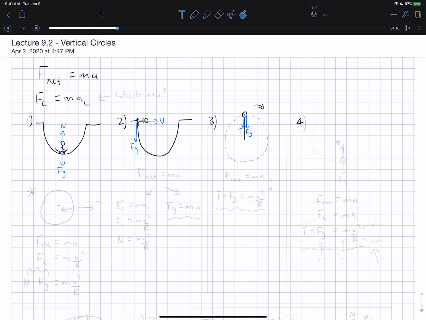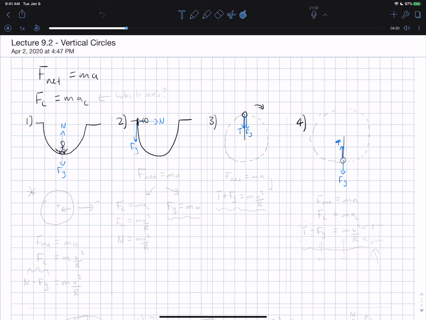And the last example is a similar case, except now the yo-yo is at the bottom of its path. Like that. And so the yo-yo is now at the bottom of its path. So what does the free body diagram look like? Well, the tension force is pointed upwards because the string is pointed upwards. And there is the force of gravity pulling it downwards.